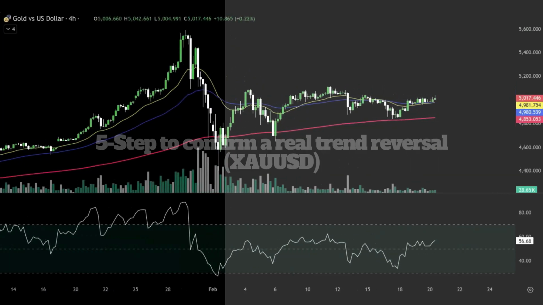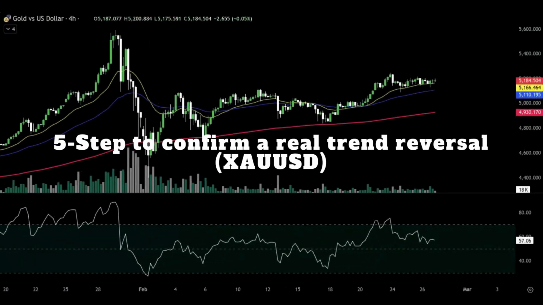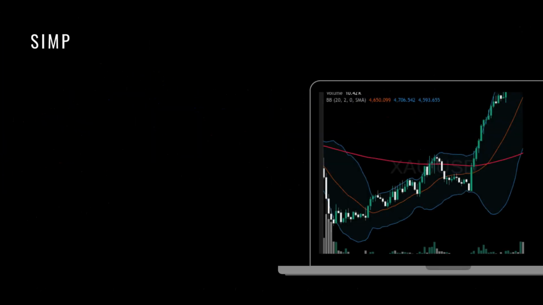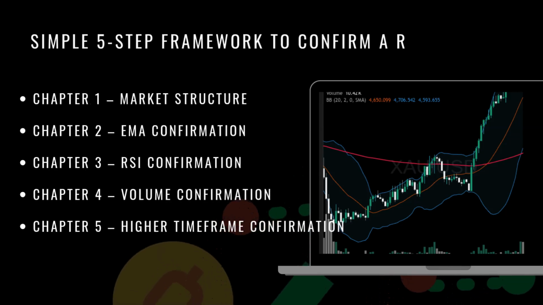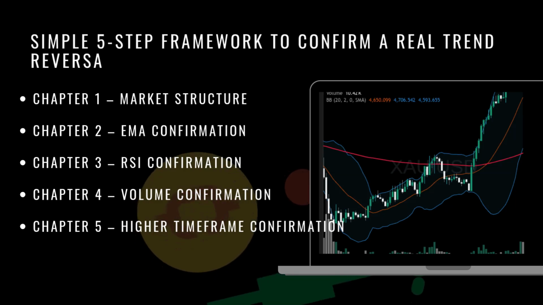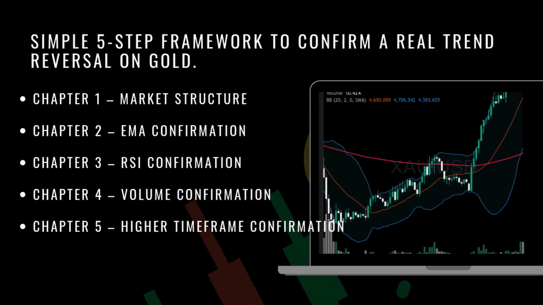In this lesson, I will show you a simple 5-step framework to confirm a real trend reversal on gold. We will use market structure, EMAs, RSI, volume, and higher time frame analysis. And at the end, I will show you a real chart example where all 5 confirmations align. Let's begin.